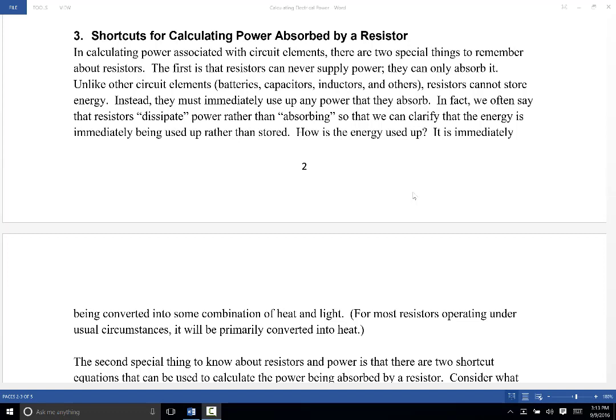The other thing to know is that according to the passive sign convention, because they are passive devices, the current must always flow into the positive voltage terminal. So as we saw in the previous video, the way to determine the direction is point the arrowhead into the positive terminal, and then whatever number results is the power that's being absorbed. Well, we know that that power is going to be positive in this case because resistors can only absorb power.